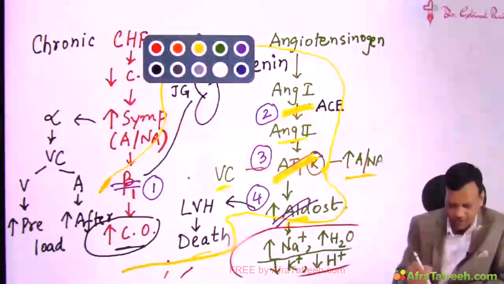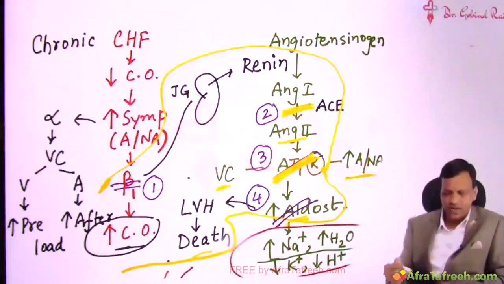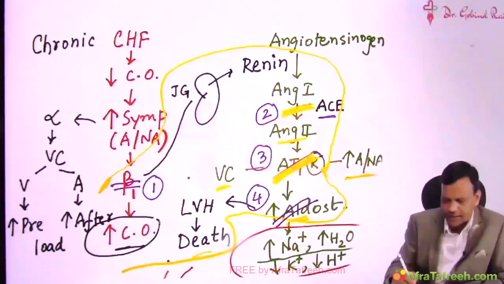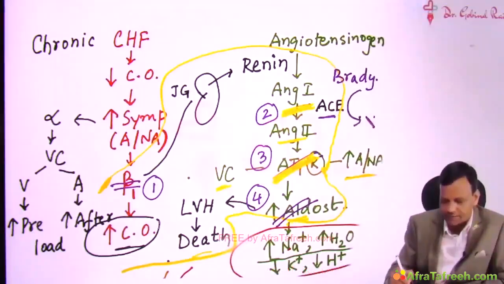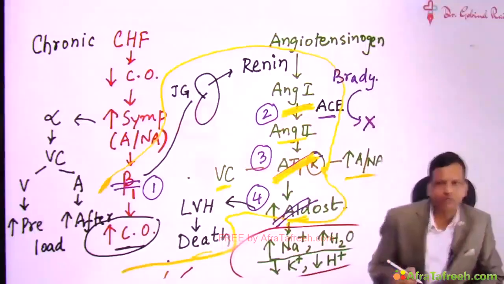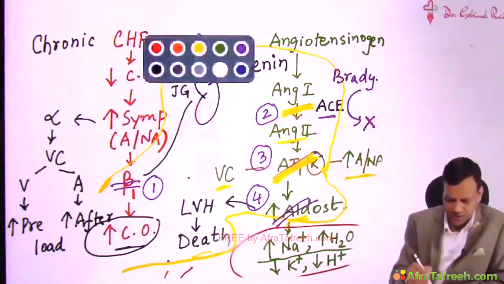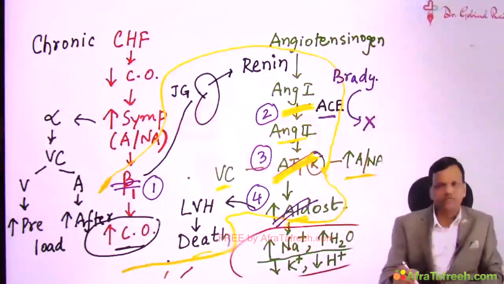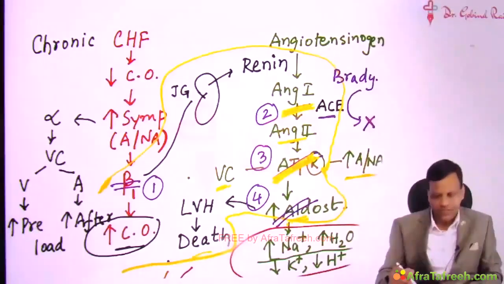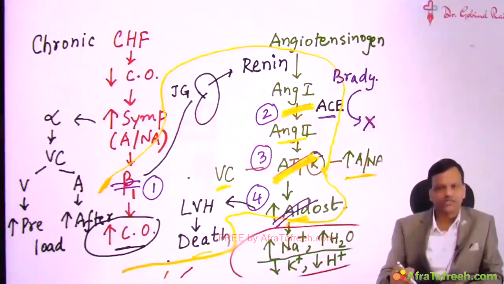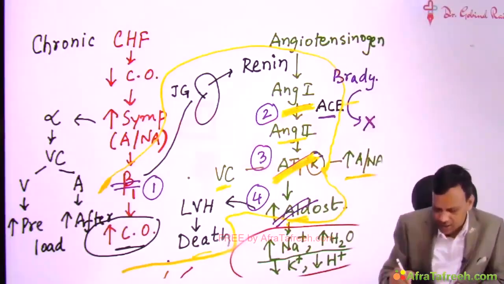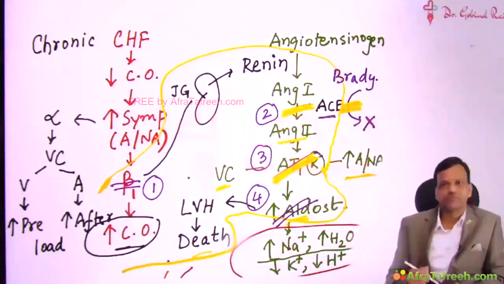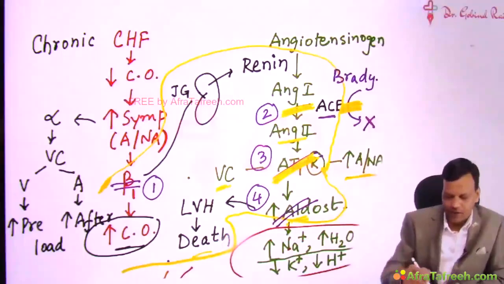The only important difference between ACE inhibitors and ARBs is that ACE has one more function, and that function is to break down bradykinin. ACE also causes metabolism of bradykinin. So when we give an ACE inhibitor, it inhibits the conversion of angiotensin first to second, which results in the same effect as produced by angiotensin receptor blockers. But in addition, it will inhibit the metabolism of bradykinin. So when this pathway is stopped, the level of bradykinin increases. So ACE inhibitors will increase the level of bradykinin.